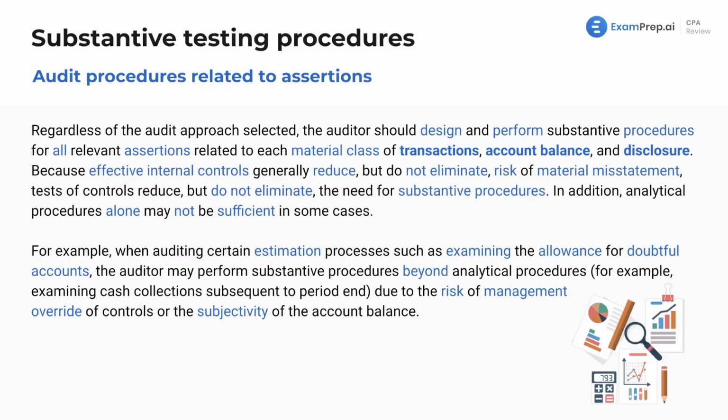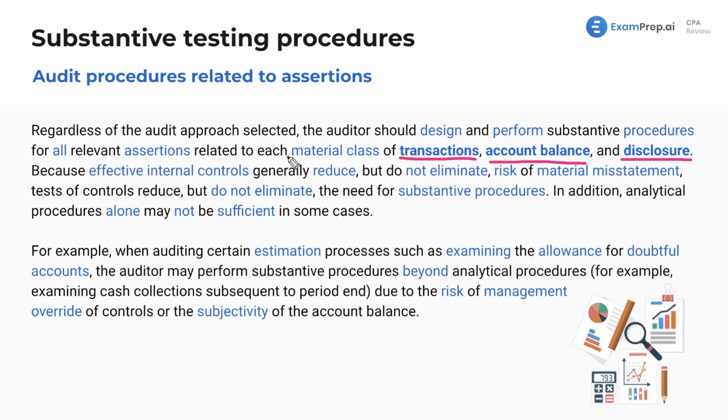Let's talk about audit procedures related to assertions. Now, this is something we go very much in depth with when it comes to revenue cycle, expenditure cycle. And remembering here that we have assertions related to the transactions, which is the income statement, account balance, which is the balance sheet, and disclosure, which is, say, the notes, the financial statements, and the overall understandability of the financial statements as a whole.